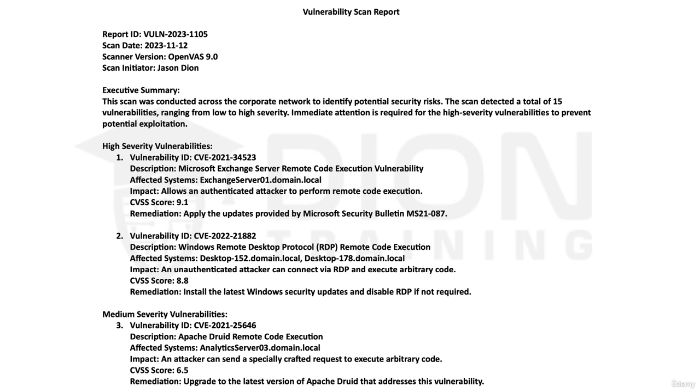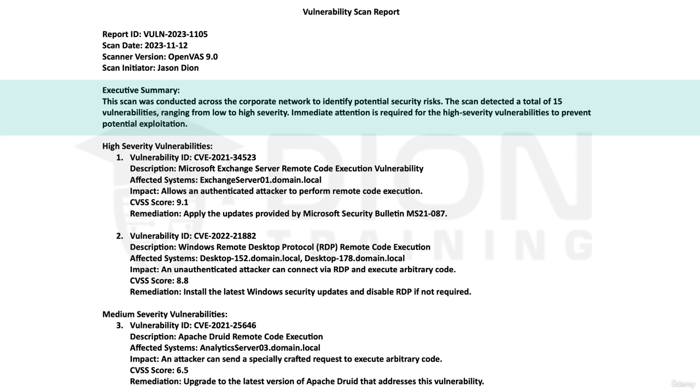Now, in general, you're going to have your vulnerability scan report start out with the report ID, the scan date and time, what system or version of software and definitions were used to conduct that scan, and then the name of the person who ran those scans. Then you'll have a short summary that's usually going to be called an executive summary.